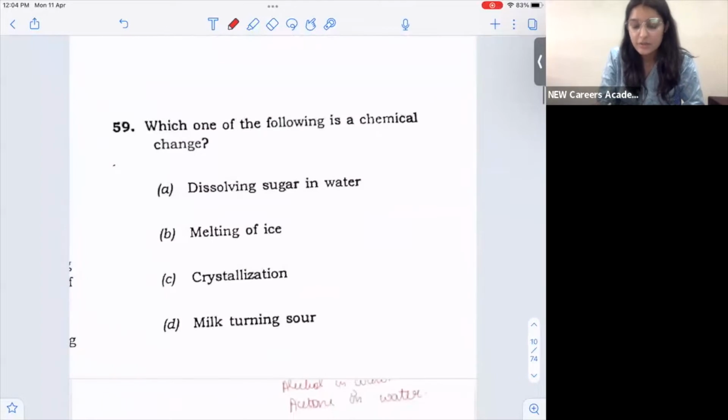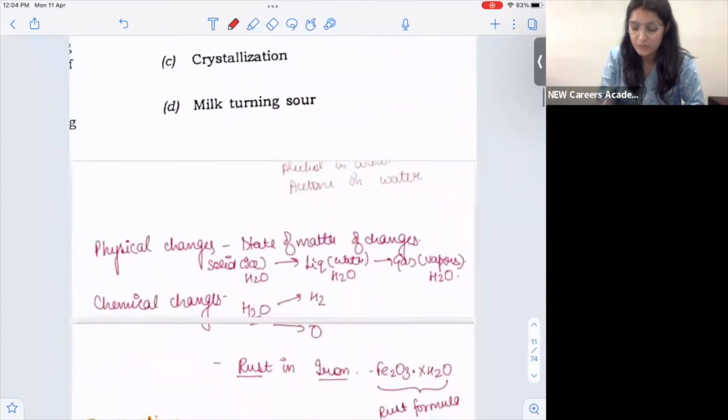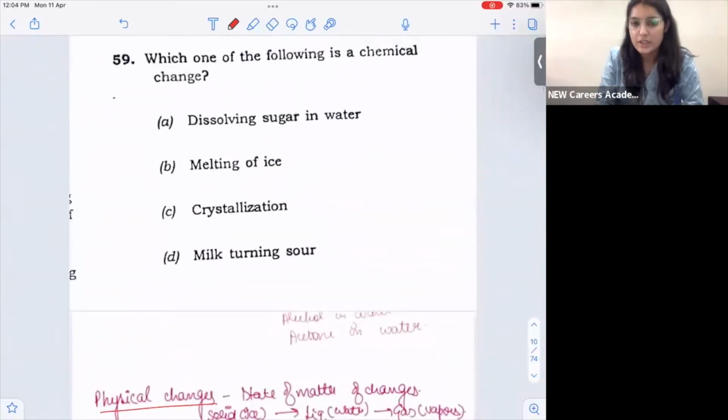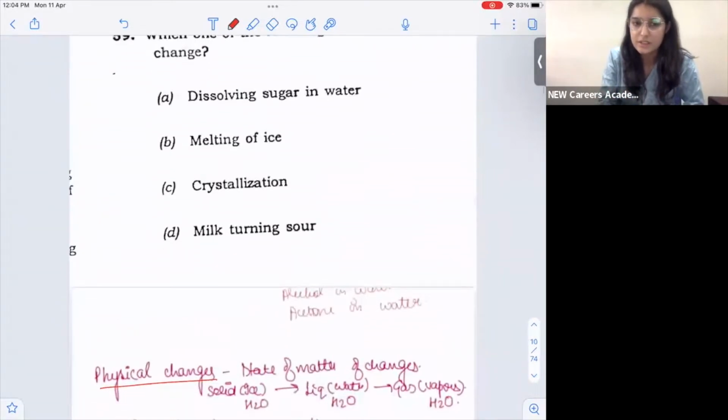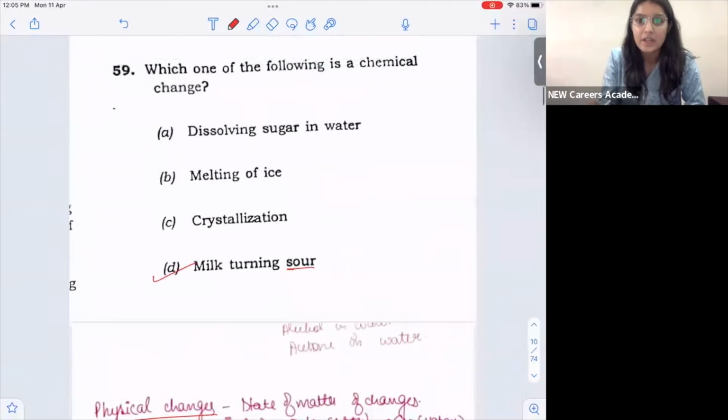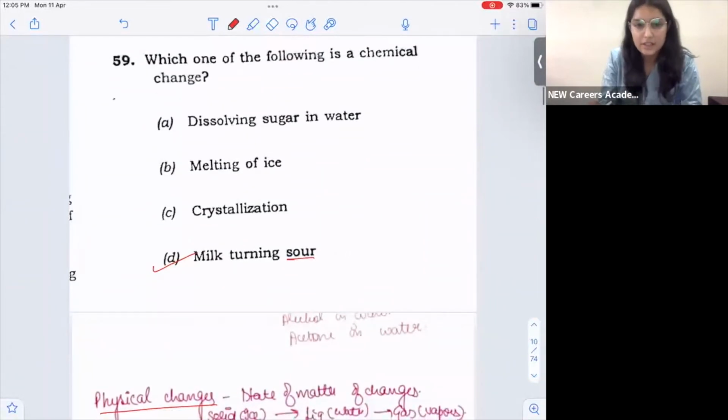Next, which one of the following is a chemical change? So what are physical changes and chemical changes? In physical changes, only state of matter changes. Dissolving sugar in water, individual properties remain intact when we add sugar in water. Melting of ice is a physical change, only state changes. Crystallization, to make pure form of something. Again, no change in formula. D, milk turning sour. When milk turns sour, acid content increases. Okay, so D is correct answer. D is chemical change.